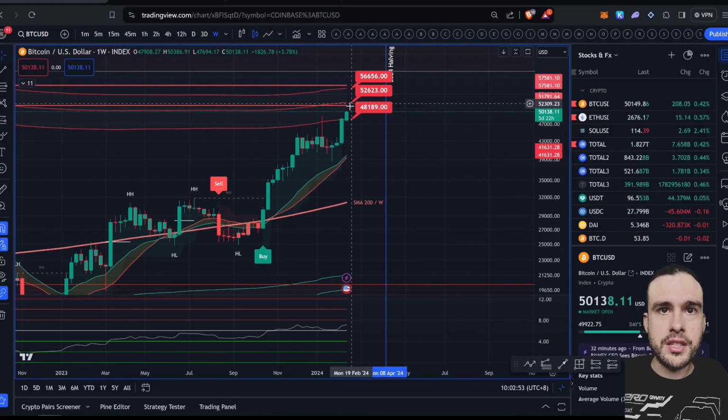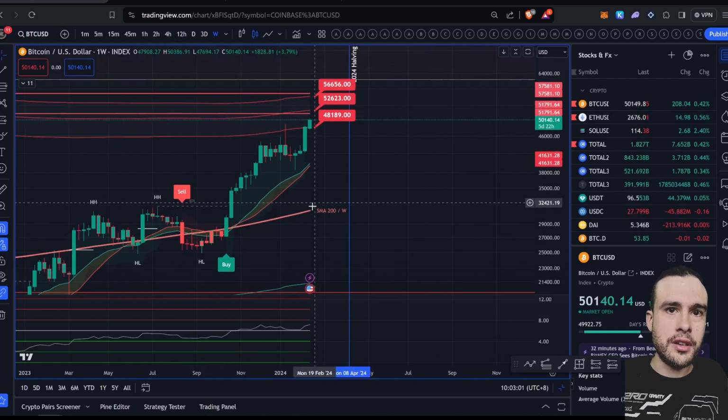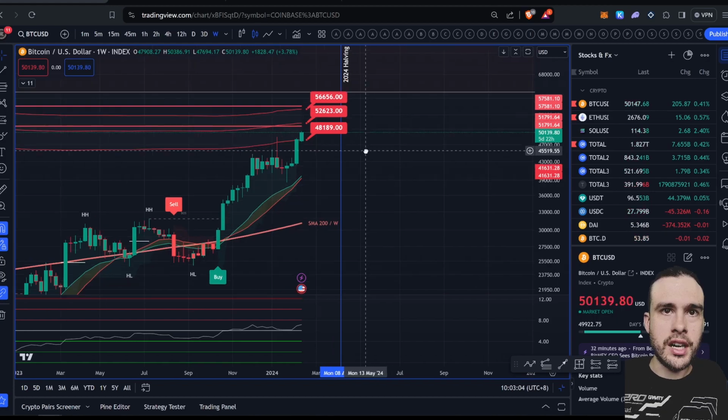And this kind of lines up, this 52 also kind of lined up here. So you've got a sell wall here at 52K. If you have a look back at the chart, I've just added the 200 period weekly simple moving average as well to the chart, so we've got a reference.